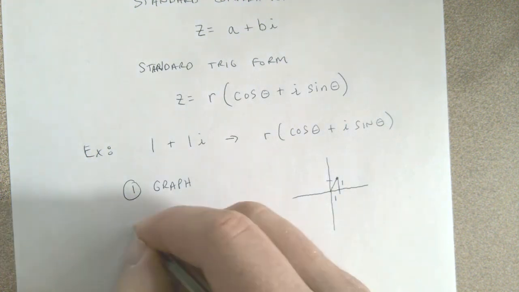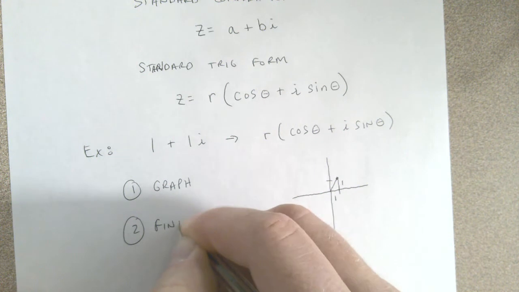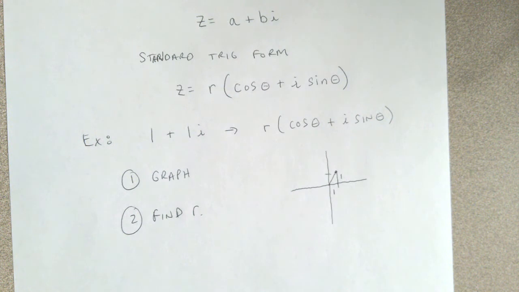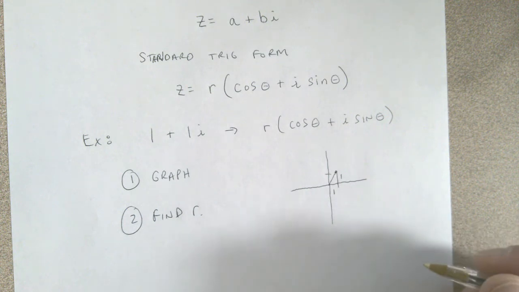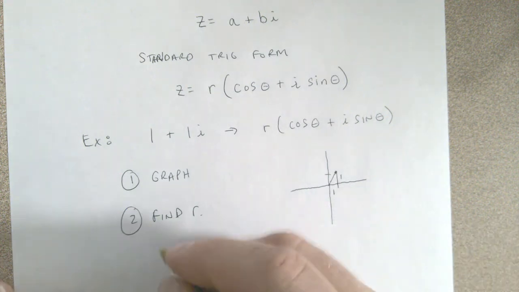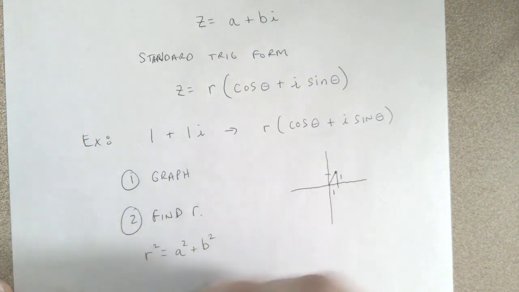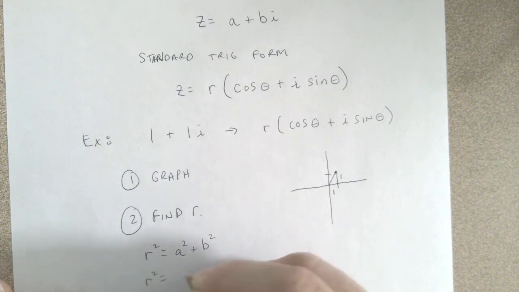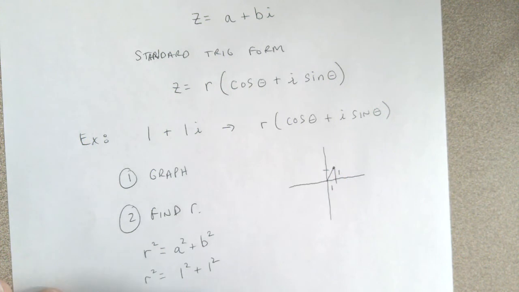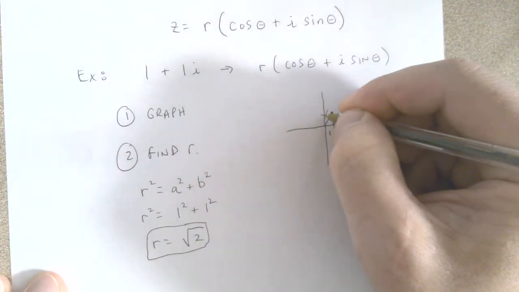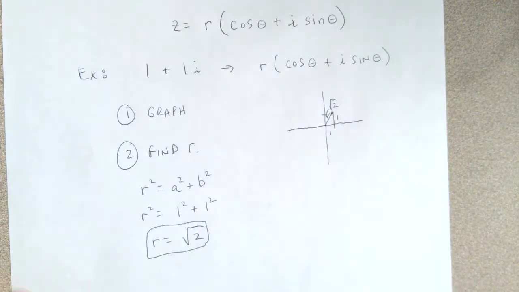Using the triangle, we're going to find r, which is simply using the Pythagorean theorem. So what's our r value going to be in this one? We know that r squared is equal to a squared plus b squared, and in this case r squared is 1 squared plus 1 squared. So r ends up being radical 2. That's this side in our triangle.